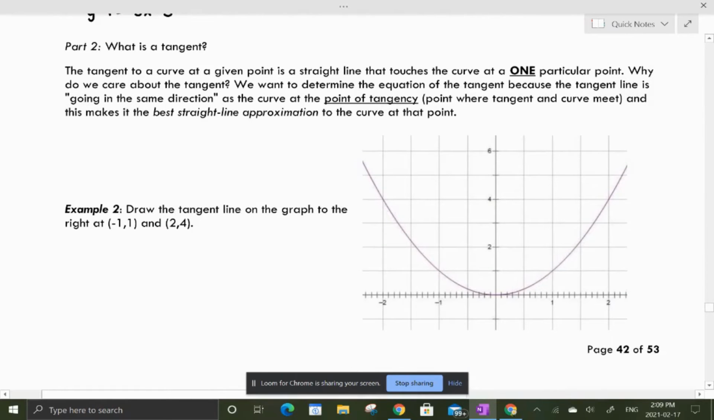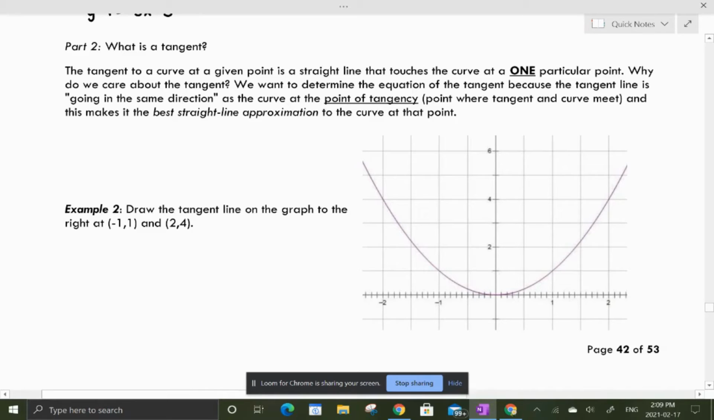So in part 2, it says, what is a tangent? Now, I'm hoping that many of you had an opportunity to talk about what a tangent was in advanced functions. So a tangent to a curve at a given point is basically a straight line that touches the curve at one particular point, at that given point.